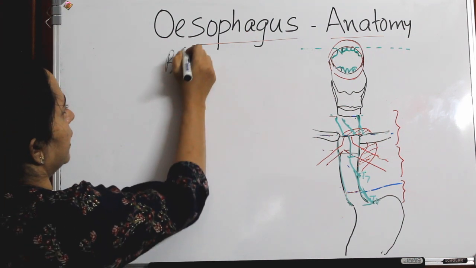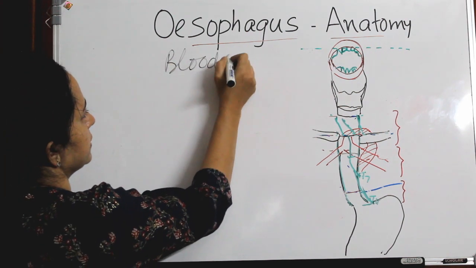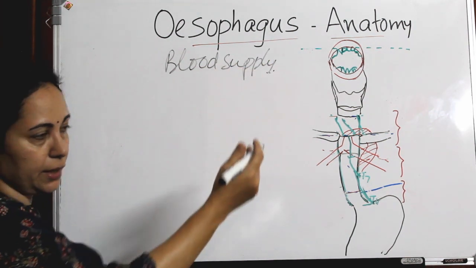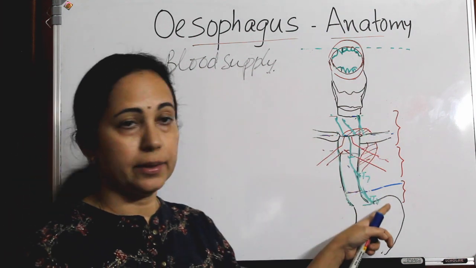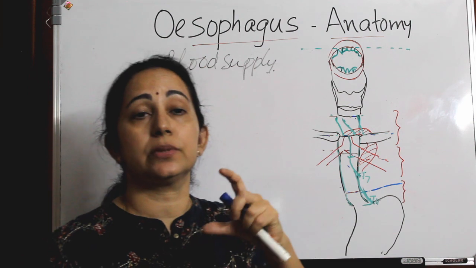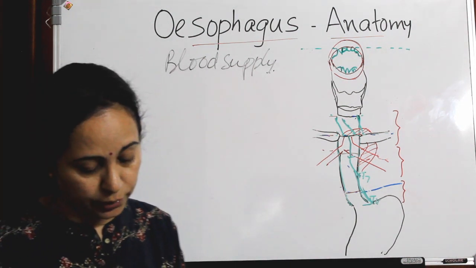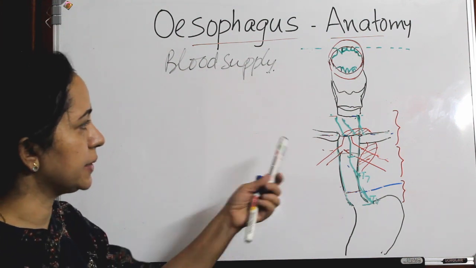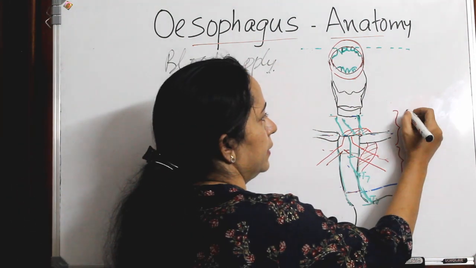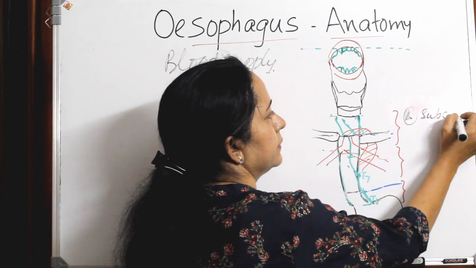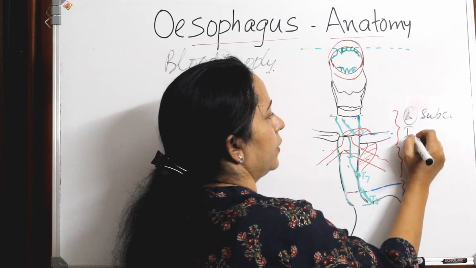Blood supply again we can divide into three areas: upper part, middle and lower part. Upper part you can remember as it is coming into the thyroid area. So the inferior thyroid artery and left subclavian artery supply the upper part. Left subclavian and inferior thyroid.